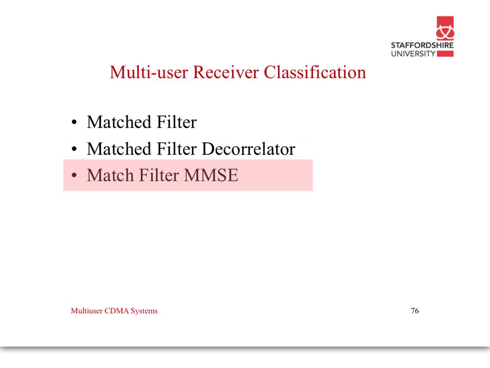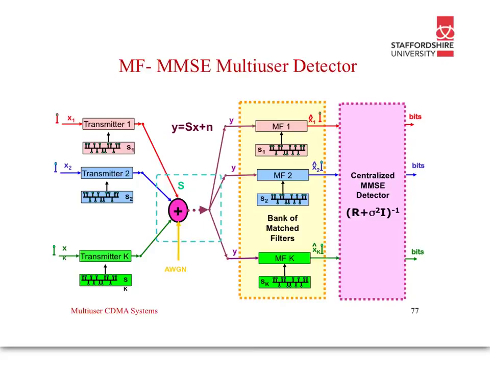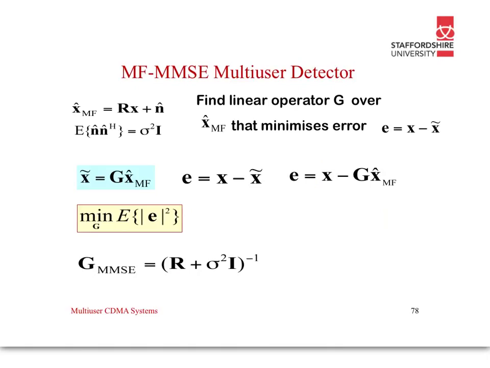So let's talk about the minimum mean squared error matched filter. The centralized minimum mean squared error detector is defined by R plus sigma squared times the identity matrix, inverse, or to the power of -1. Again, this is a centralized MMSE detector. This is the simplest one.